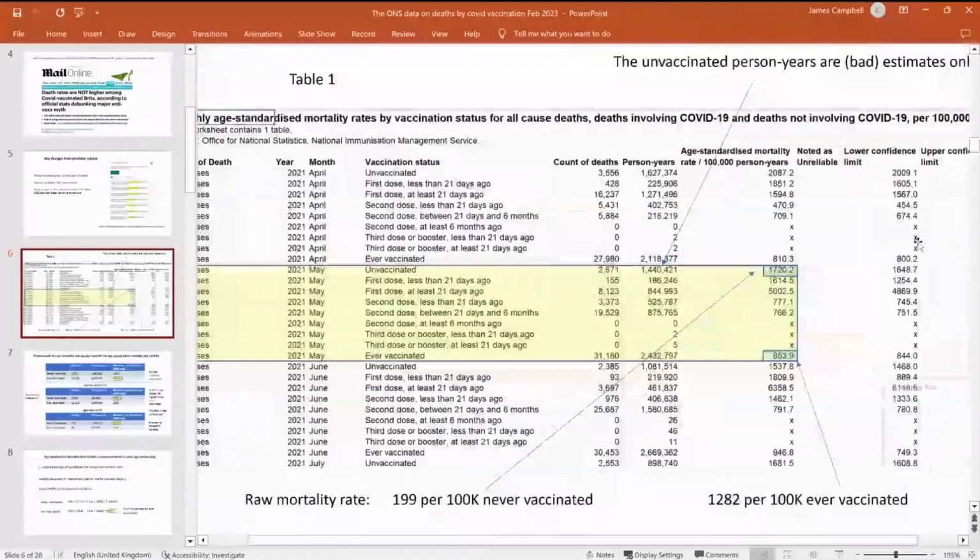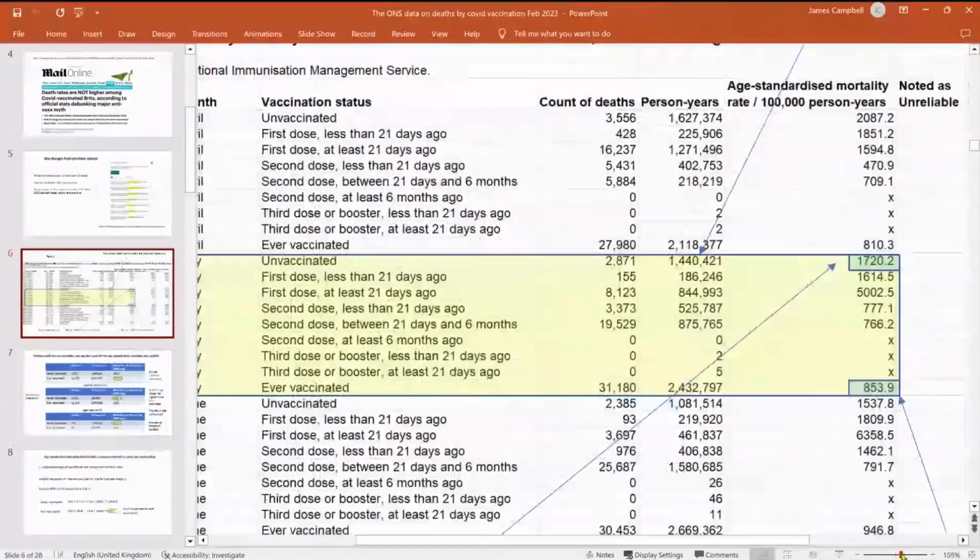But there's a couple of interesting things, even here. I've actually put down the raw mortality rate. So the raw mortality rate for the unvaccinated is 199 per 100K, whereas for the ever vaccinated, it's 1,282. So you can see the differences. The raw mortality rate and the age standardized mortality rate are very different. But even if you look at the first dose at least 21 days ago, you can see that the age standardized mortality rate is way up. It's over 5,000. That's much higher than the unvaccinated rate. But nevertheless, when they're all lumped together, the ever vaccinated is still lower.